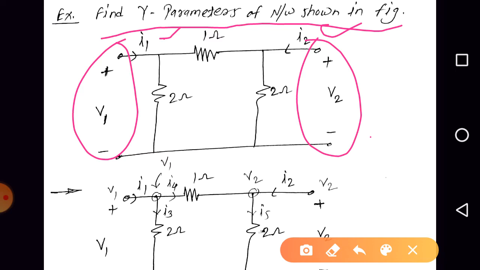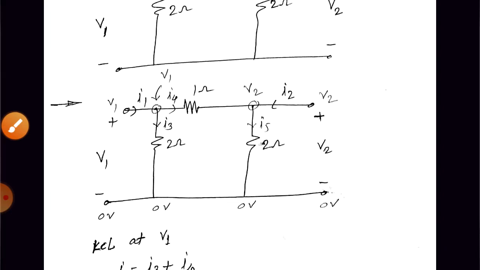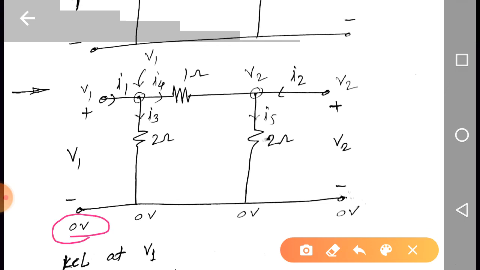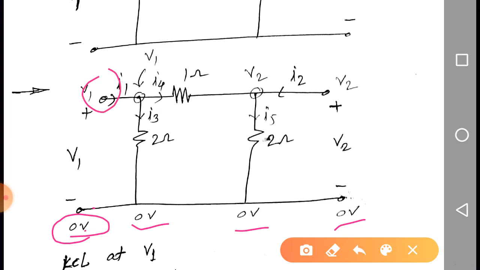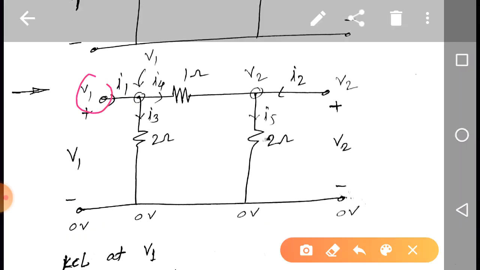So we are going to use KCL here. What is the first step for KCL? Consider this as the reference node, with a potential of 0 volt. Here it is 0, and here it is also 0 volt. The potential difference across the input port is V1, and at the negative plate the potential is 0 volt, so at the positive plate it will be 0 plus V1, that is V1.